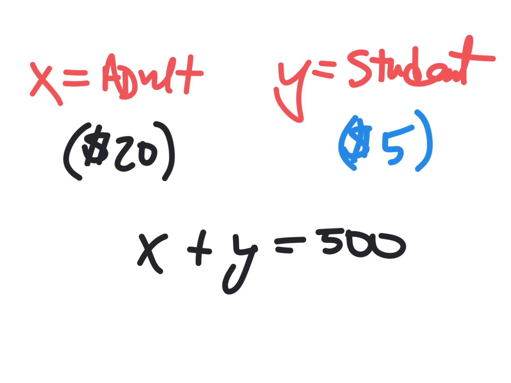Why isn't it 20 for each? Like that's when you get money involved. That'll be the other equation. It'll be 20X plus 5Y. You know what I mean? That's when you do money. I didn't say it was $500. I said it was 500 people.